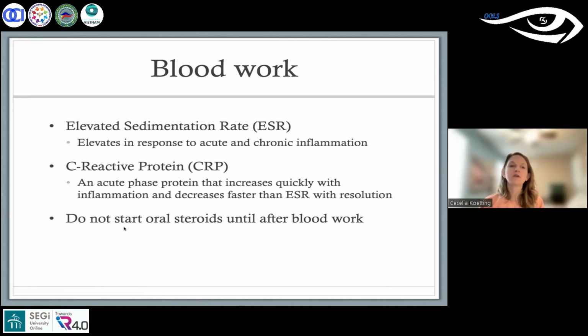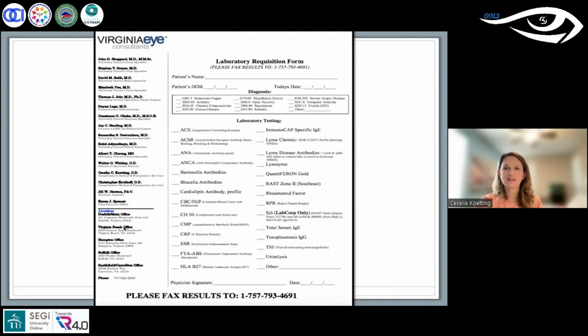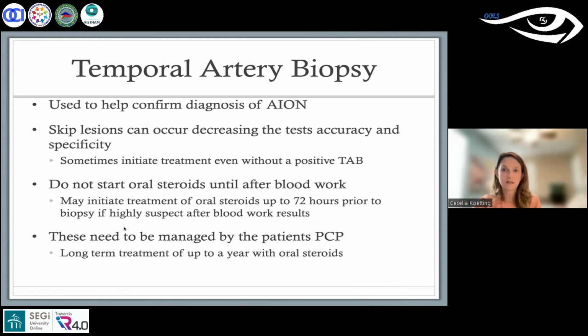You do want to make sure you don't start oral steroids until after the blood work. You can start oral steroids prior to the biopsy, but no more than about a week prior. I believe actually 72 hours prior, you want to hold off. So this is my lovely lab requisition form. I use this to order blood work, and I send it along just so it makes it easier for me to tick on which ones. Mentioning again, with the biopsy, skip lesions can occur, which decrease the accuracy and specificity. We do not want to start oral steroids till after the blood work, but up to 72 hours prior to the biopsy is okay.